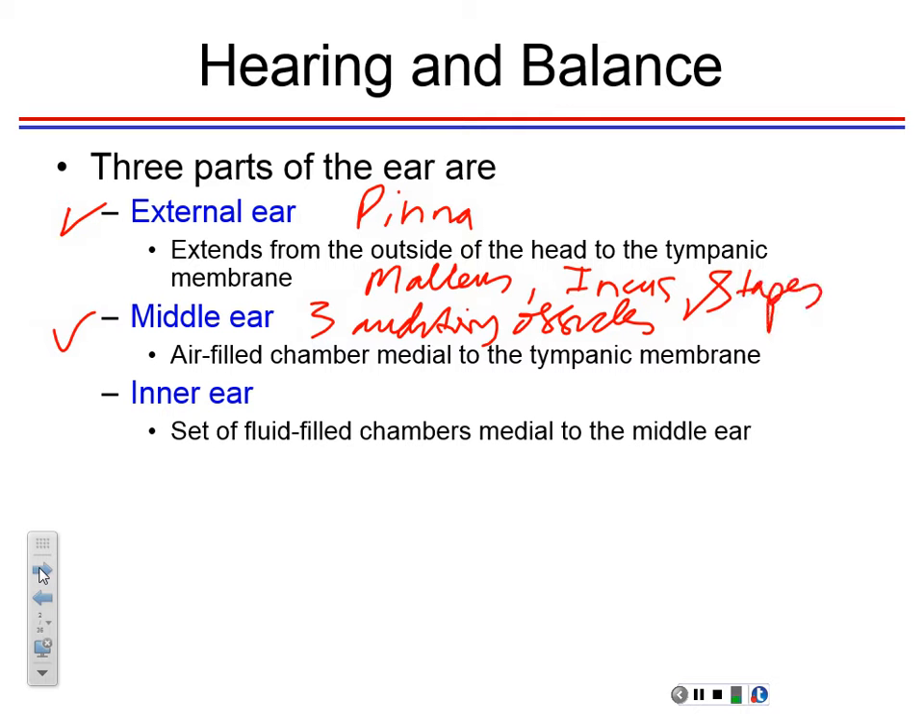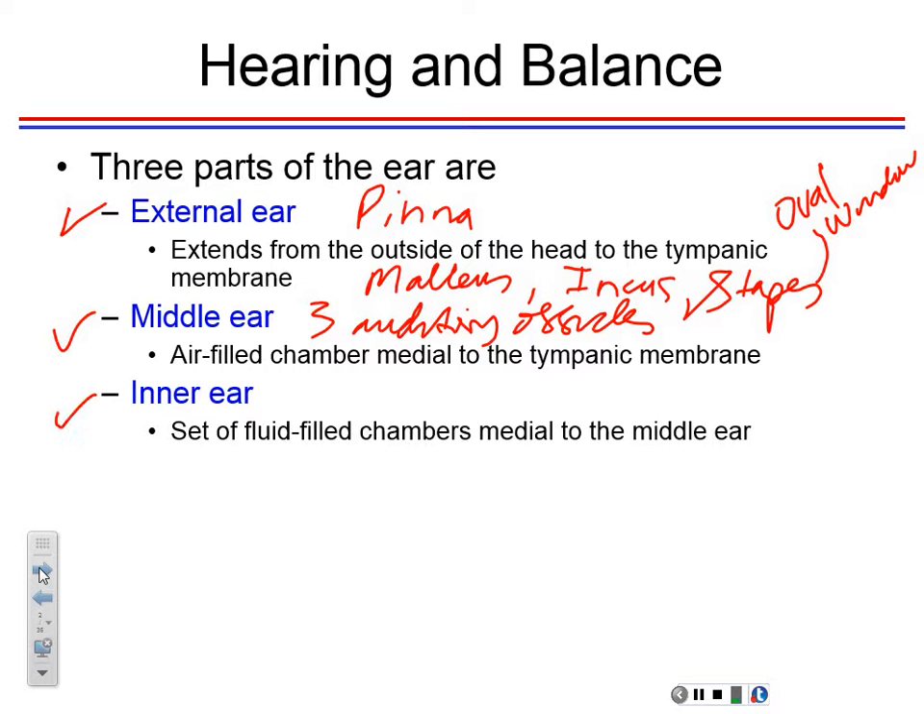The malleus is in touch with the tympanic membrane. Then the incus, then the stapes is in connection with the oval window. It's oval because it's oval shaped on the inner ear. And then it's going to move the perilymph in the inner ear, on the vestibule side. Okay, and we'll talk about that.